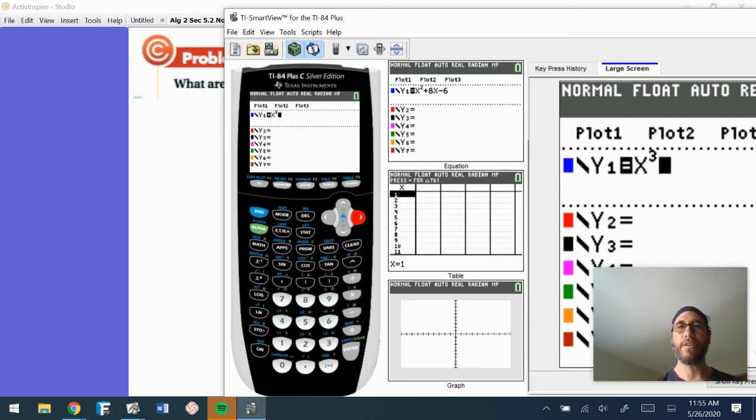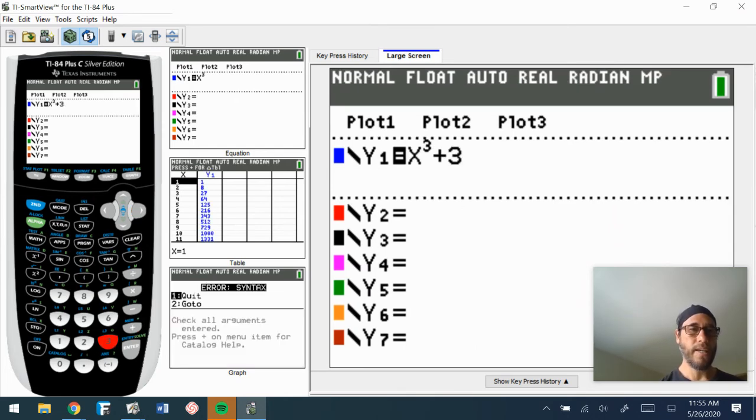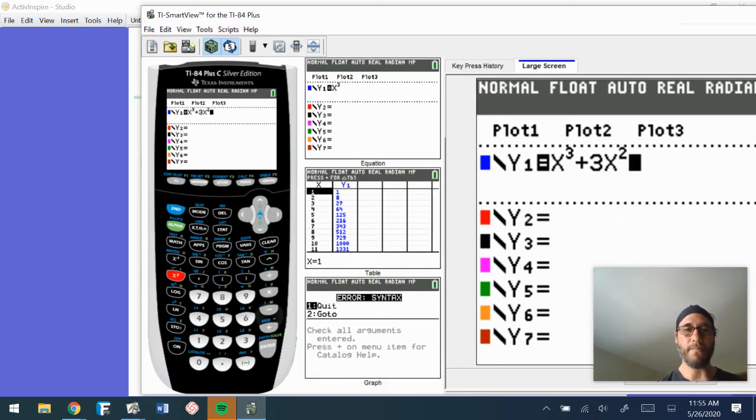X to the third. What do we got here? Plus 3x squared plus 3x squared. So type it in with me, you guys. Practice makes perfect with these guys, okay? Minus 24x minus 24x.